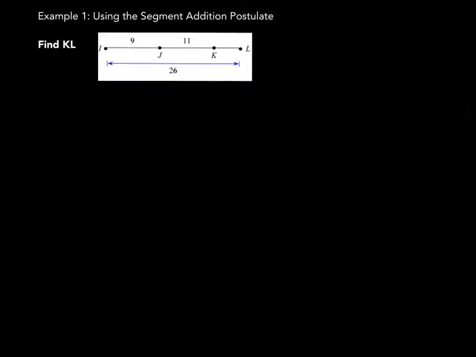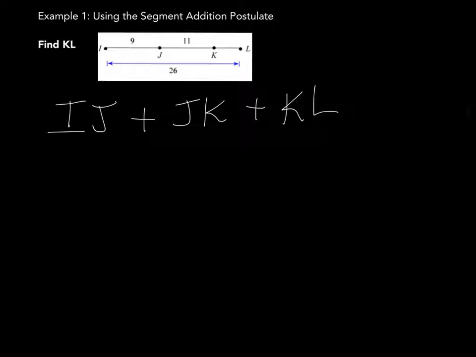So the first thing that we want to do, and do make sure you're copying down this example in your notes, we want to make a statement using the segment addition postulate. So the postulate tells us that the sum of the smaller segments is equal to the longer segment. So IJ plus JK plus KL, that must be equal to the entire segment IL.